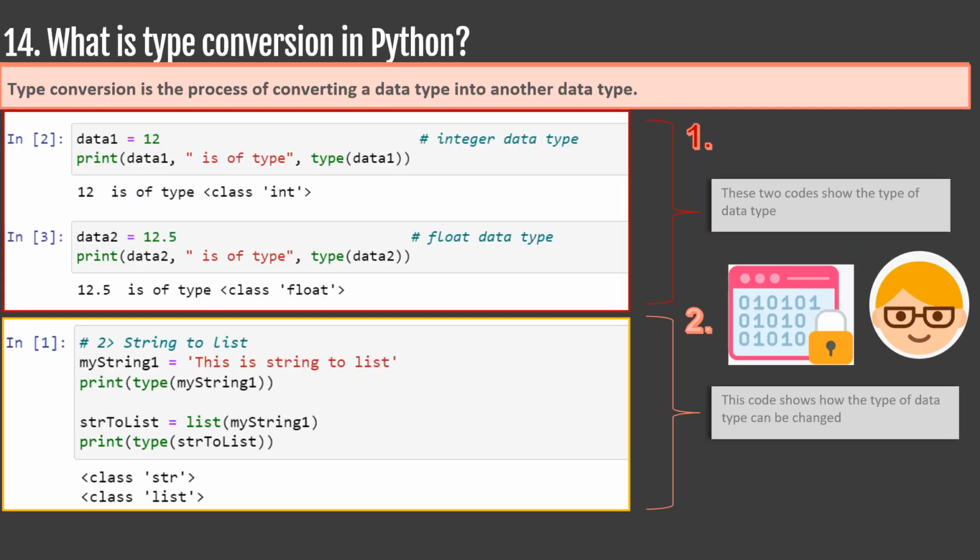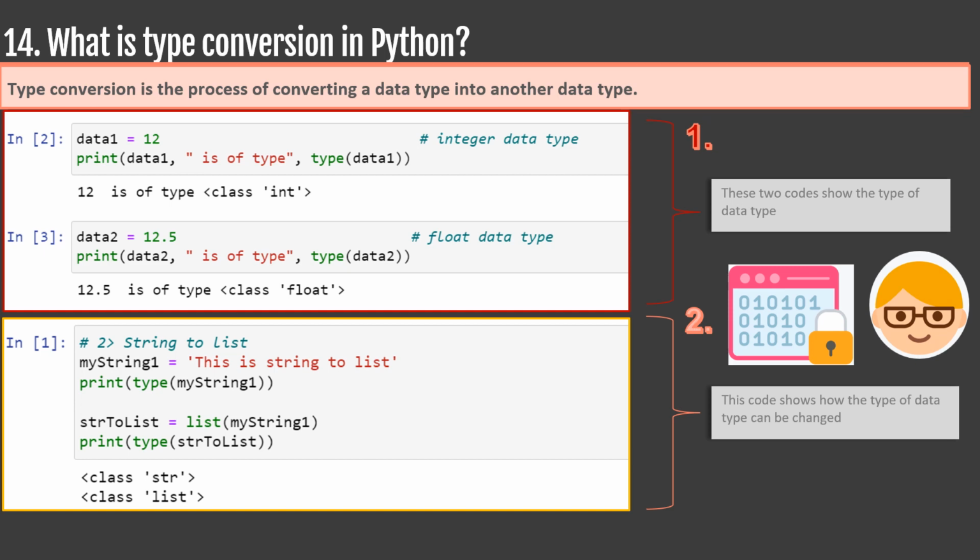Question number 14. What is type conversion in Python? Type conversion is the process of converting a data type into another data type. There are two types of type conversions in Python, implicit and explicit. Implicit type conversion is performed by the Python interpreter only. Explicit type conversion is performed by the user by explicitly using type conversion functions in the program code, as shown in the box 2 above.